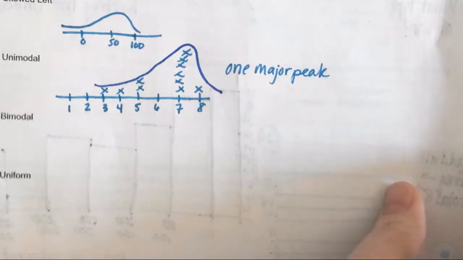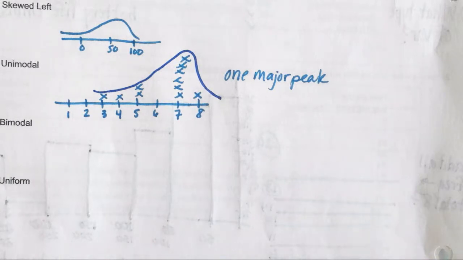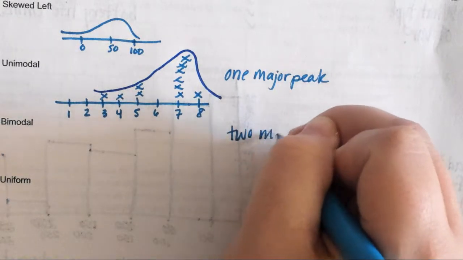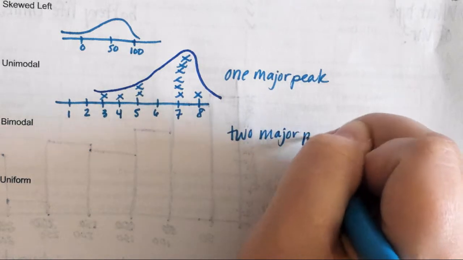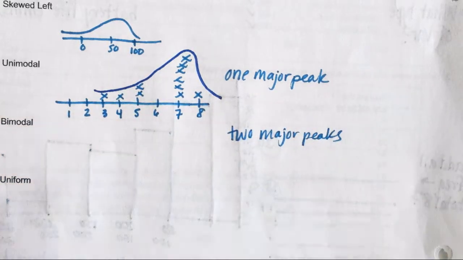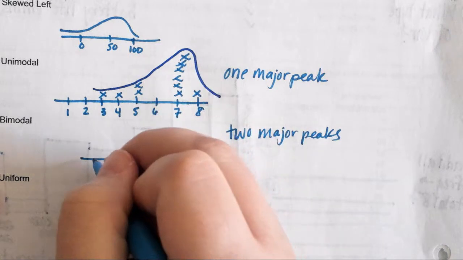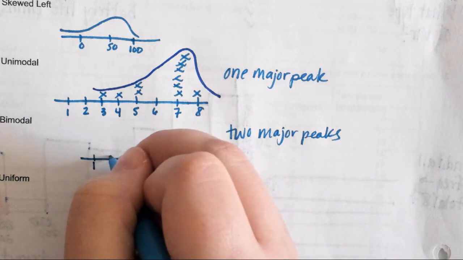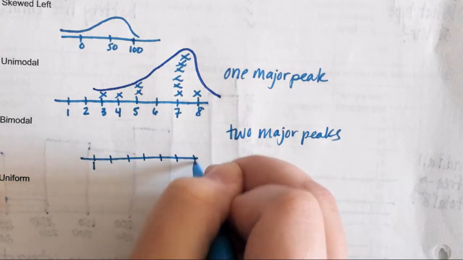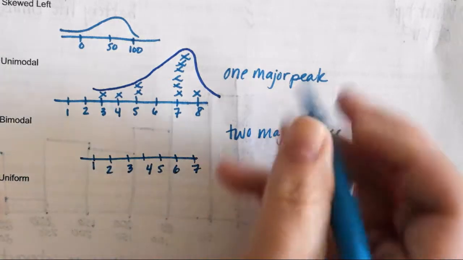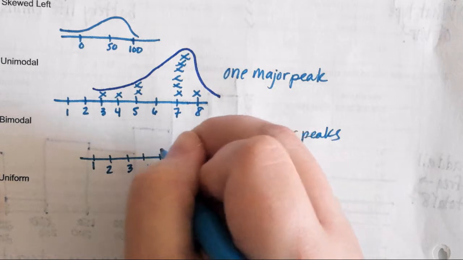Okay, if unimodal meant one major peak, what is bimodal going to mean? Two major peaks. Of course. So I believe the question that Olivia was asking me about is going to be bimodal because it had two peaks. But, you know, maybe they have more, 1, 2, 3, 4, 5, 6, 7.